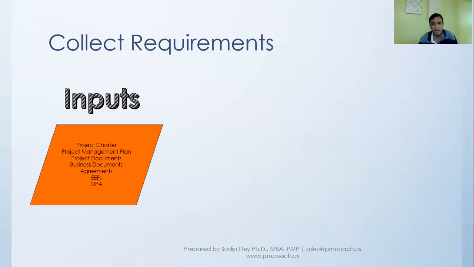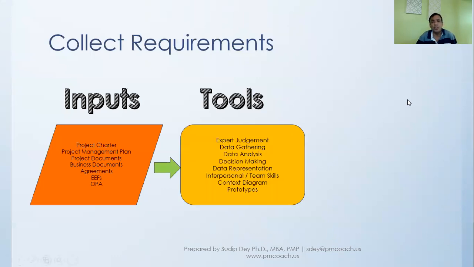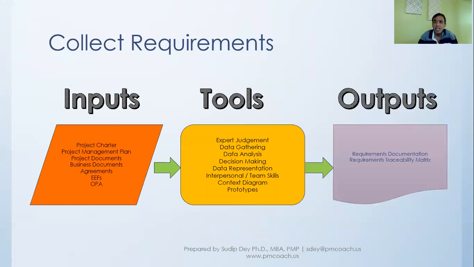And agreements as well. In terms of tools, we use a lot of data gathering tools. We'll use expert judgment, some decision making, and so on and so forth, and we'll discuss a little more on that. Finally, the outputs from this process are the requirements documentation and the traceability matrix. Again, we'll have a closer look at the traceability matrix.